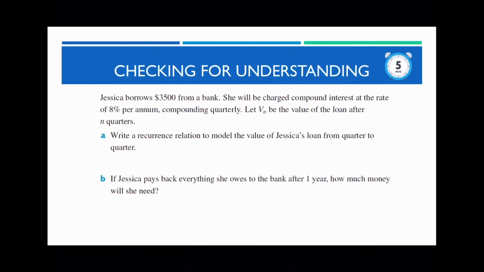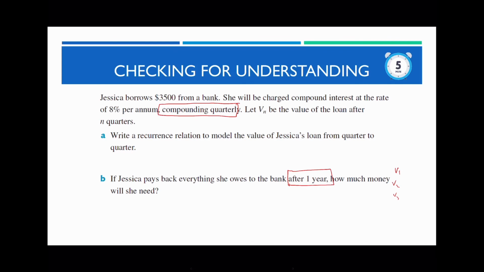Okay class, what I'd like you to do now is have an attempt at this question over here. If you just follow the example that I've shown you beforehand, you should be able to get this question correctly. But the only thing I want you to be wary of is that in this case, it is being compounded quarterly, okay guys? And when you answer part B, where it says, if Jessica pays back everything she owes to the bank after 1 year, how much money will she need to pay? Just consider, are you trying to find out what V1 is, V2, V3, or what is it that corresponds to 1 year? So give yourself 5 minutes and then compare your answer with my answer, okay?